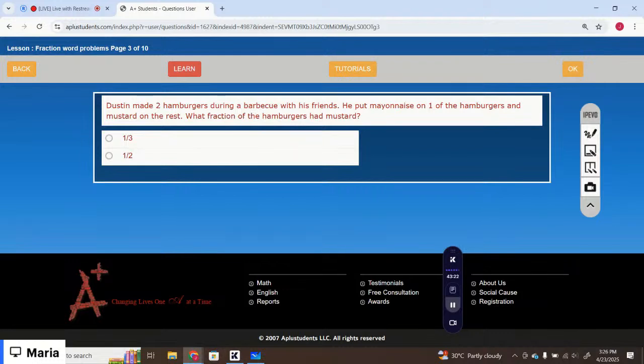Dustin made 2 hamburgers during a barbecue with his friends. He put mayonnaise in one of the hamburgers and mustard on the rest. What fraction of the hamburgers had mustard? So which is the correct option?